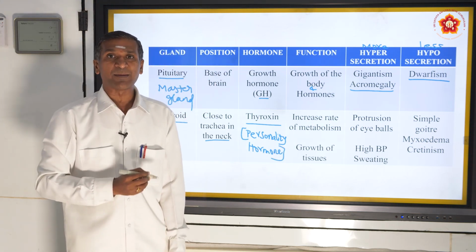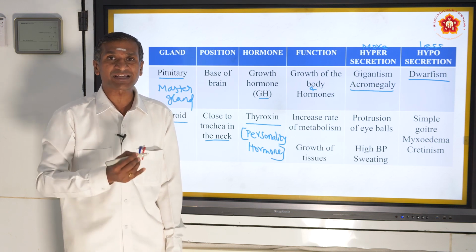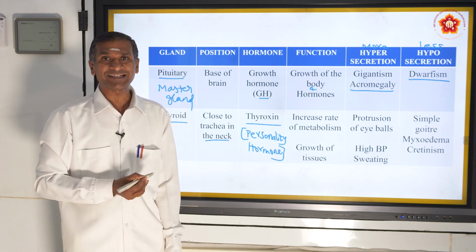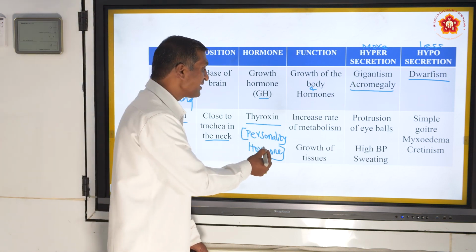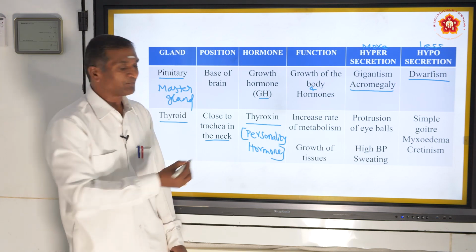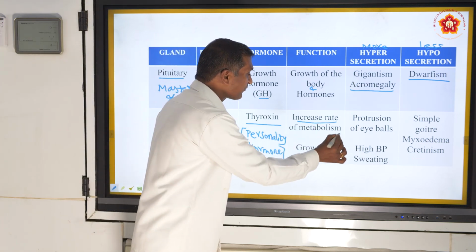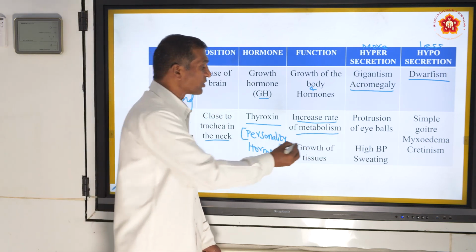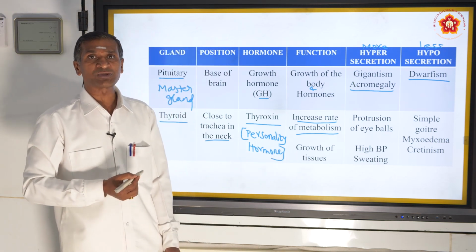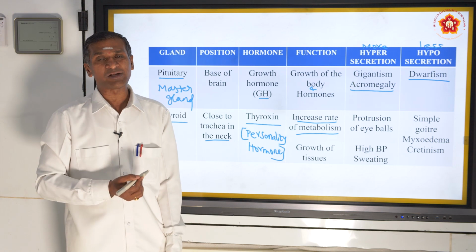It makes the metabolic reactions take place at a faster rate. With that, the cells start to grow and divide, and the growth of the body increases. So indirectly it supports the well development of the body, so we call it the personality hormone. The functions: increase in the rate of metabolism, and growth of tissues of the body also takes place. With well-developed tissues, organs develop properly, organ systems function properly, and the organism will be healthy.